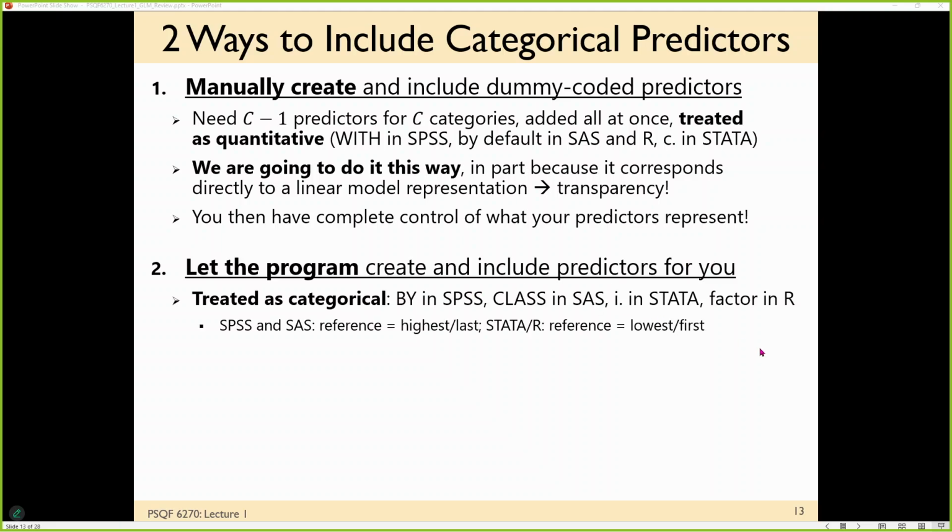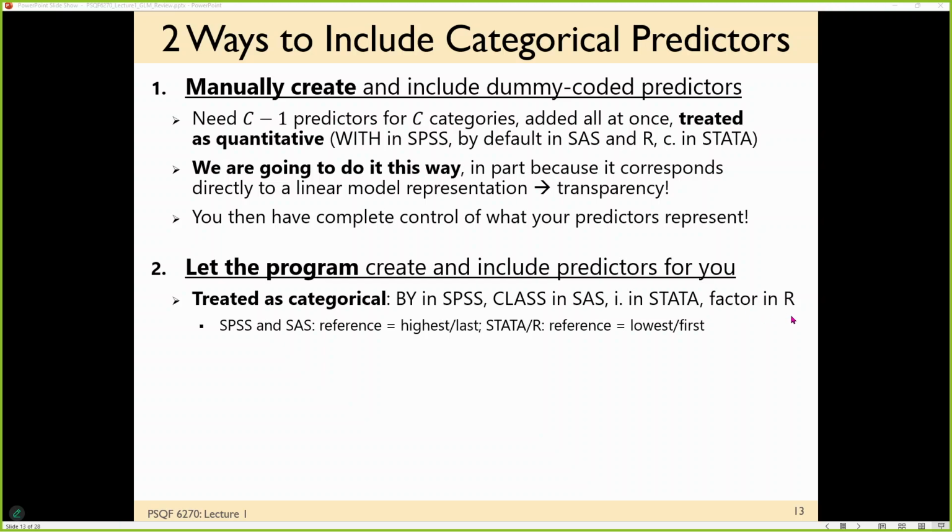But the other way is to let the program do it for you. And I will tell you that if I'm in a situation where I have a lot of groups, I'm going to switch to this because it's a lot less typing. So what do I mean by this? In SPSS syntax, it's putting a predictor on the by substatement, class variables in SAS, I dot in Stata instead of C dot, and what's known as a factor variable in R.